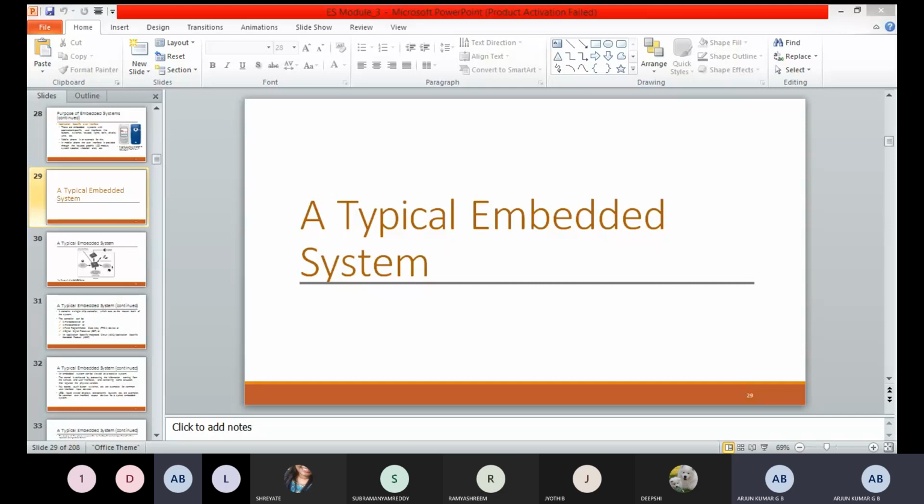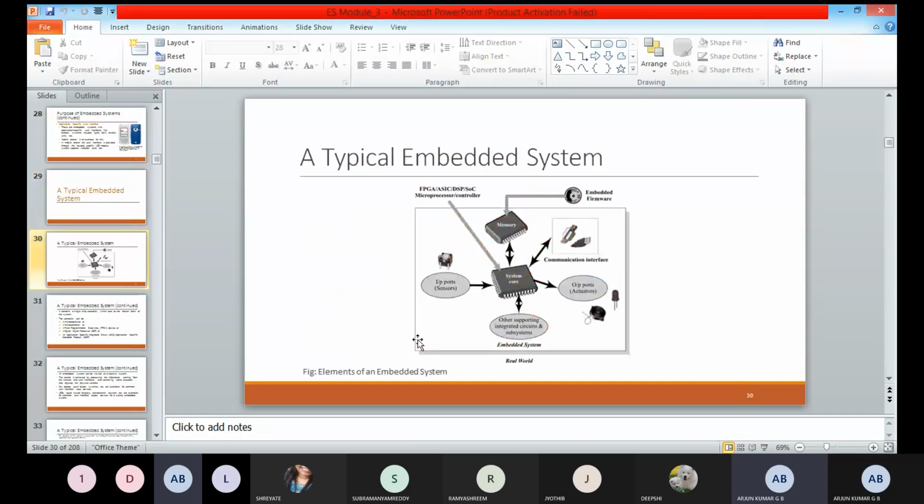Next one is a typical embedded system. See, this is one typical embedded system. These are the elements that are interconnected with the embedded system. See, this is the embedded firmware. There is software, embedded software, and this is a memory. That should be dumped to the memory, and there should be an interface with the system core. This is a processor or controller.